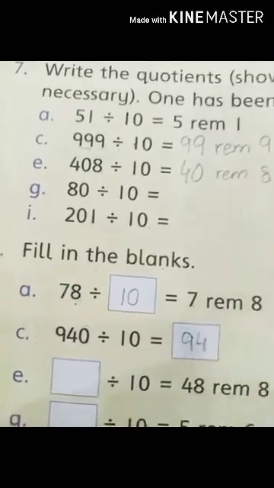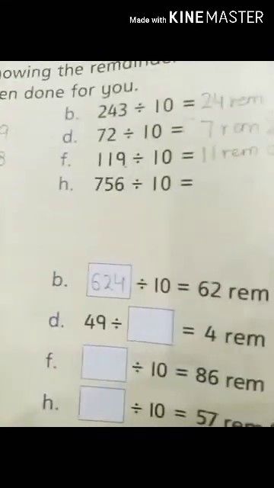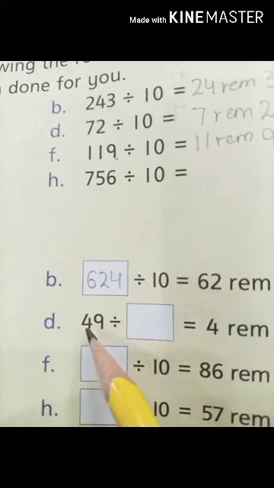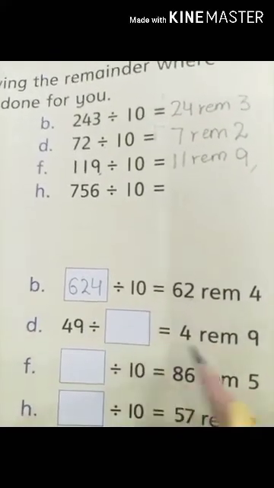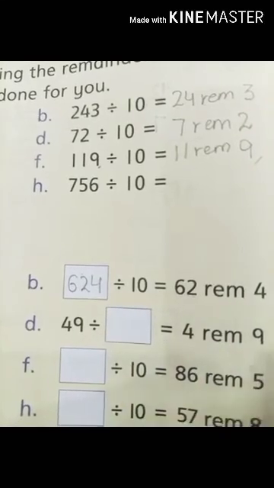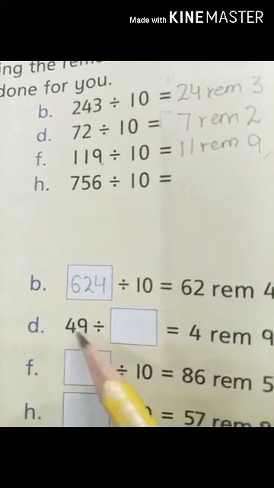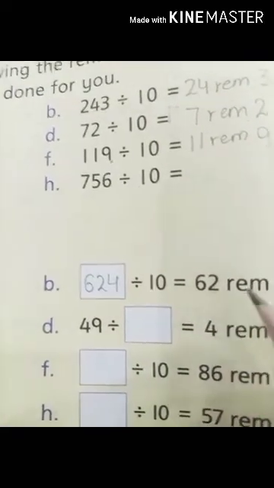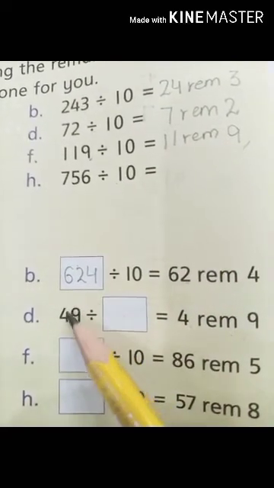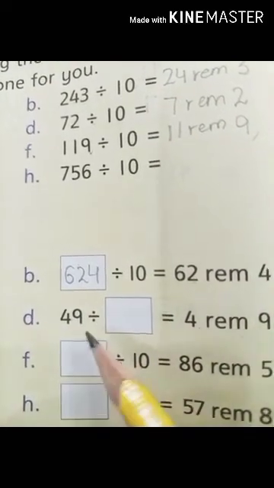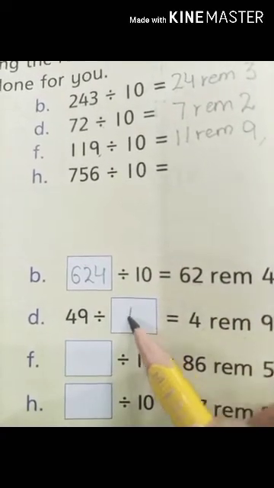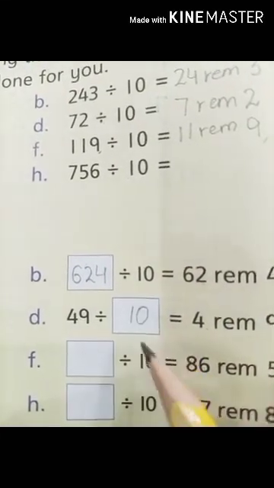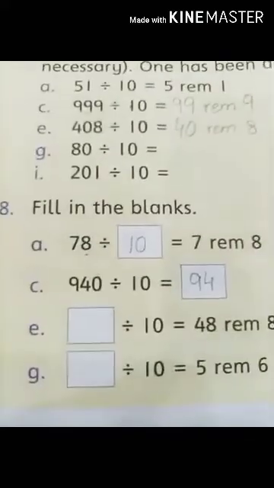Next is part D. Students, look at this. In the part D, 49 is divided by which number? Here 9 will be the remainder and 4 will be the quotient. Okay. So students, as we know, this one is done when the dividend is divided by our divisor 10. Okay. Come towards the next part, that is part E.